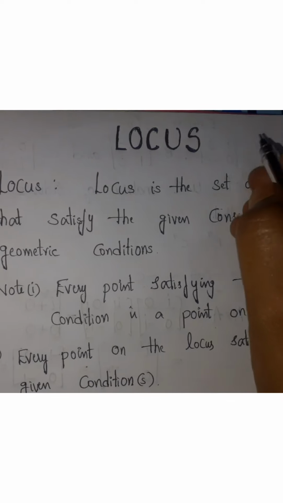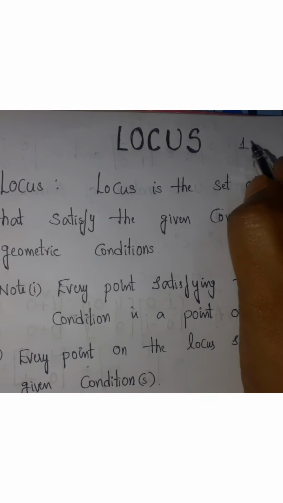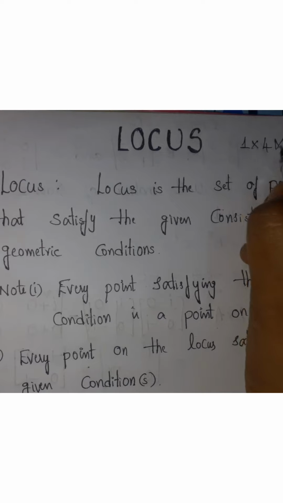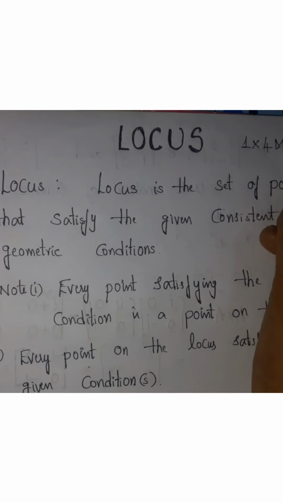First chapter of Maths 1B. Here you are supposed to write one 4 marks question. That is 1 into 4 marks. You will get 4 marks from this unit.